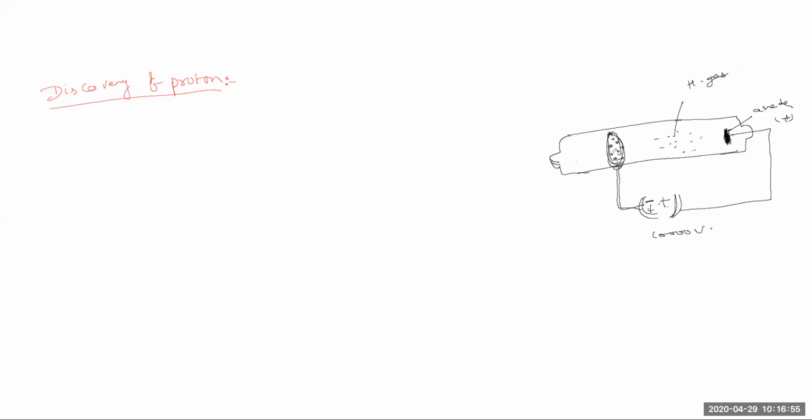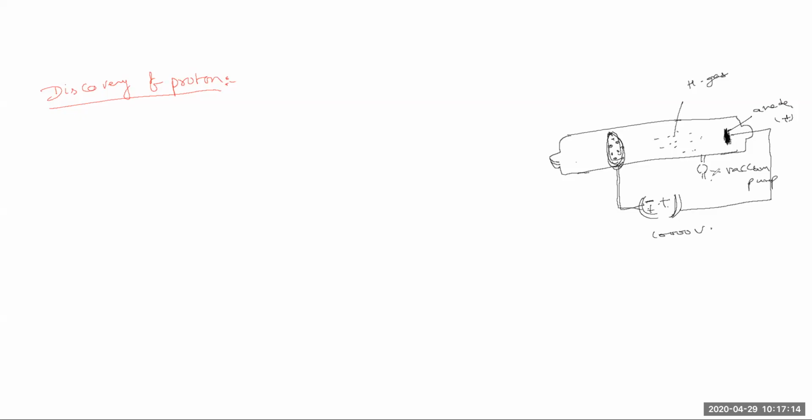So now, by passing electric current, the pressure is also reduced by the vacuum pump. Here the vacuum pump is there. This is the vacuum pump.